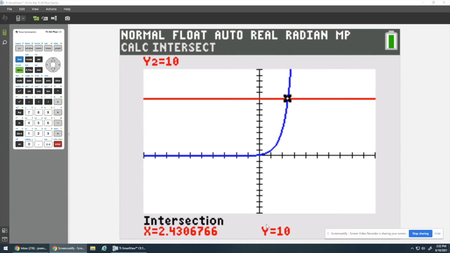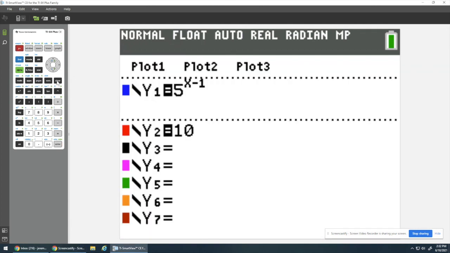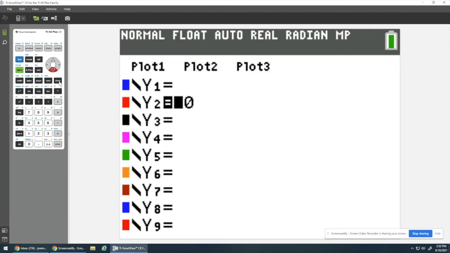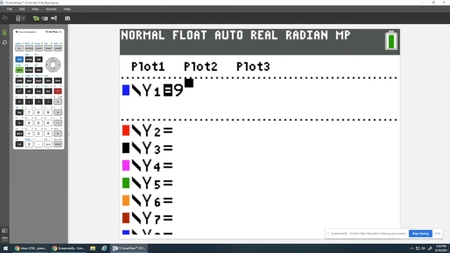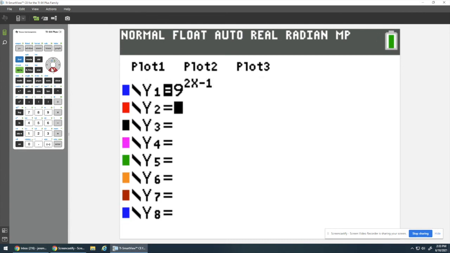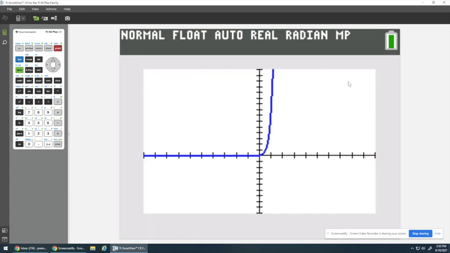Now, the next equation that we're supposed to solve there is 9 to the 2x minus 1 equals 212. So I'm going to go back into my y equals, and I will clear the equation. 9 to the exponent, 2x minus 1. Come down to the next one, and it'll be 212. Now, as soon as I press graph here, I know this isn't going to work. I know I'm not going to see the second graph at all because it's way, way up there.